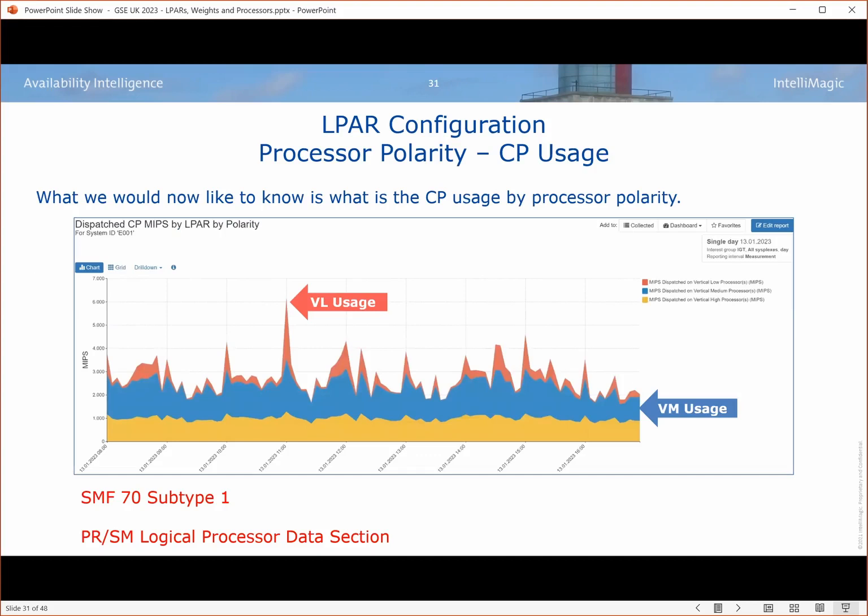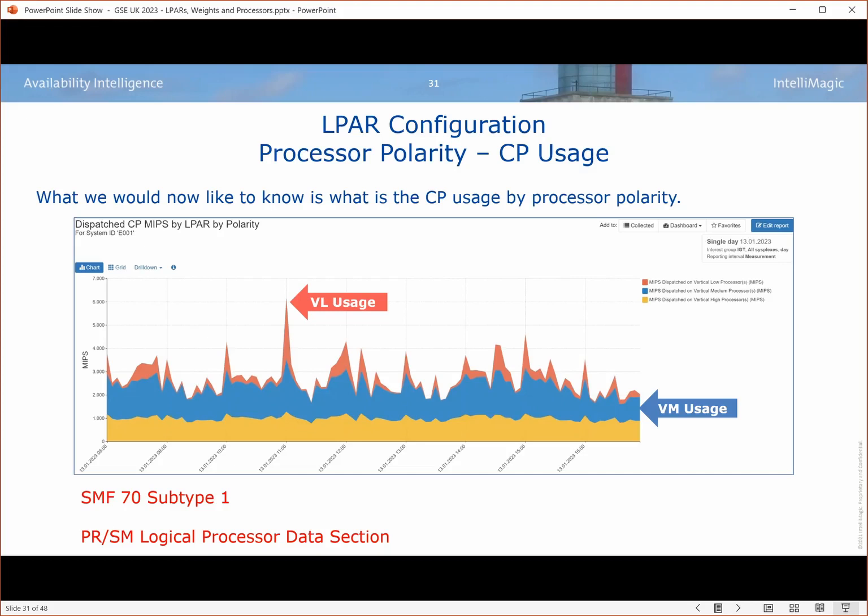So efficiency means let's look at the process polarity and the usage. What we can see here, based again on the SMF70 subtype 1 data, is the number, in this case, MIPS, dispatched on vertical high processes. That's the yellow ones. I would say efficient processes. The number of MIPS dispatched on the vertical medium processes for this time frame. That's the blue ones. That's maybe 50% shared with somebody else, okay? And of course, the vertical low processes and what's been dispatched on those logical processes.